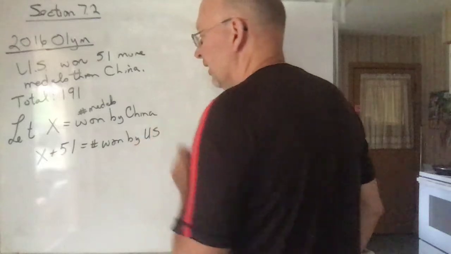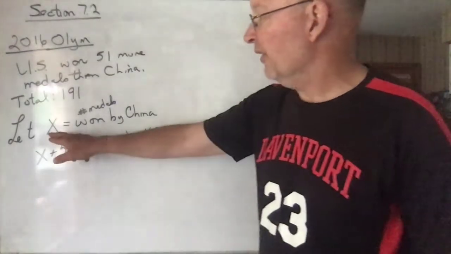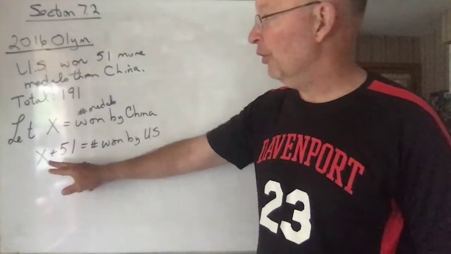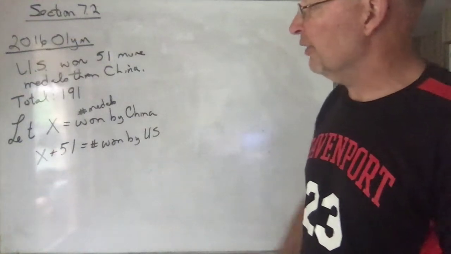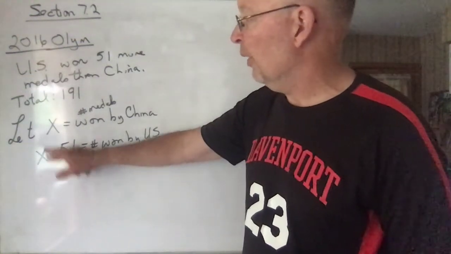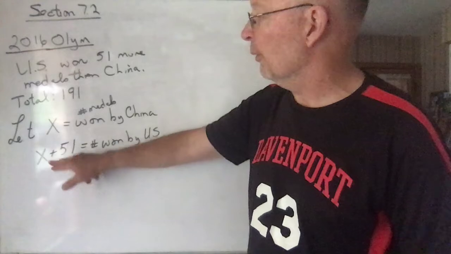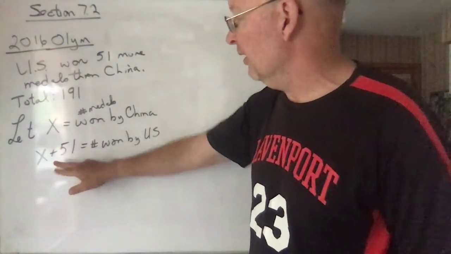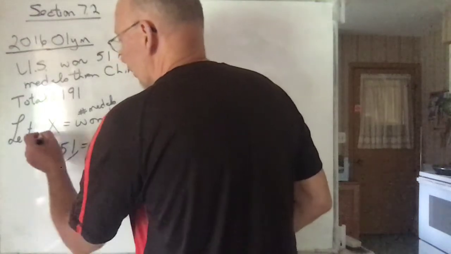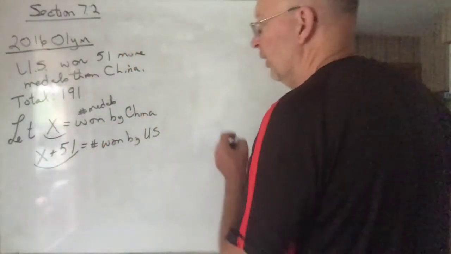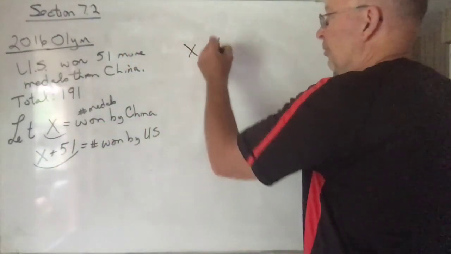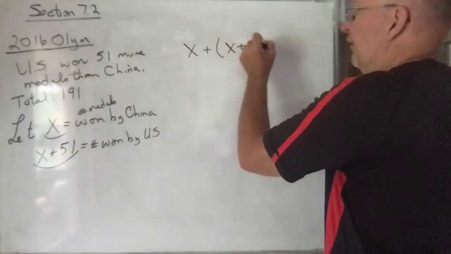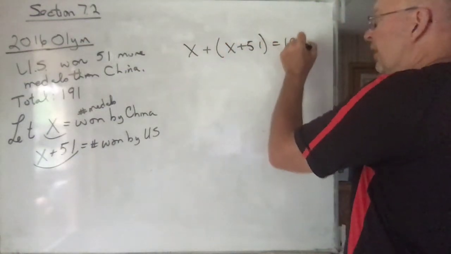US. See that? So by using that as the standard, I have this for the US, and that'll make it a little easier. I could let x be the number won by the US, and then this would have been x minus 51. I'd rather add than subtract. So here's the ones won by China, here's the ones won by the US, and I know that the total of both of those is 191. So I know that x plus x plus 51 is equal to 191.